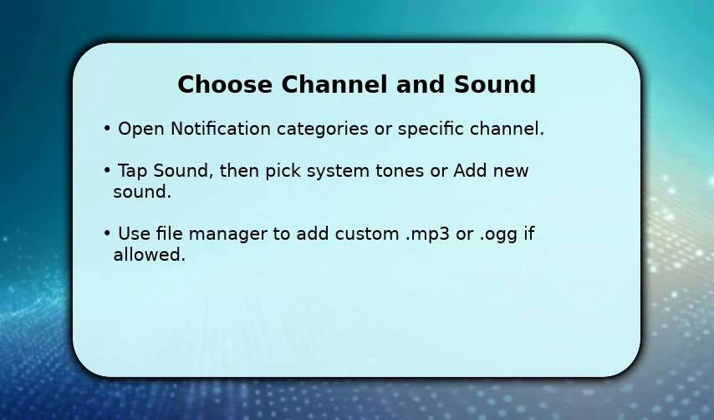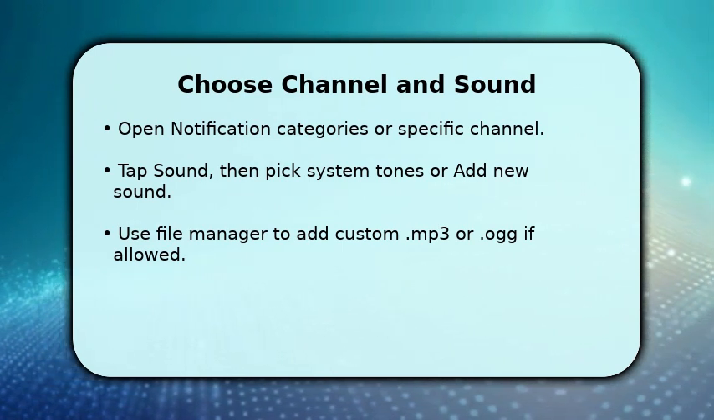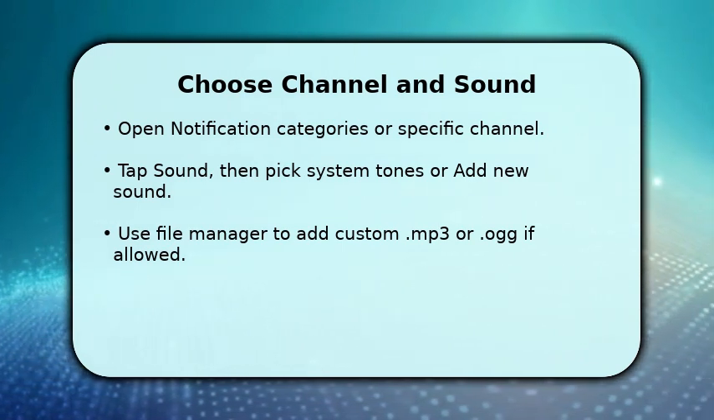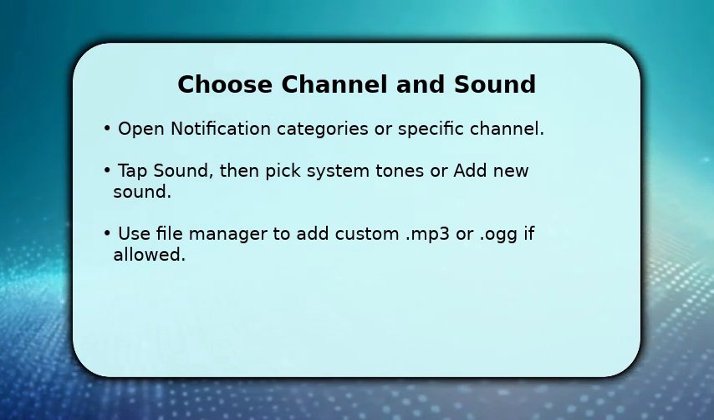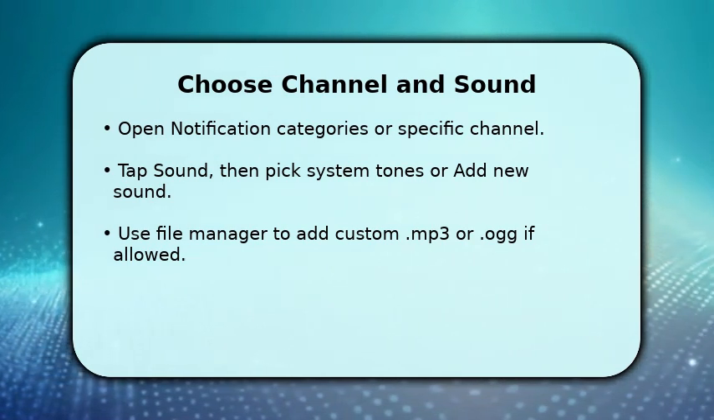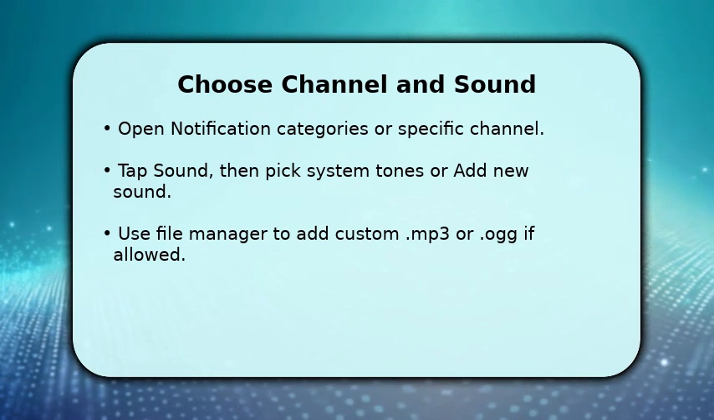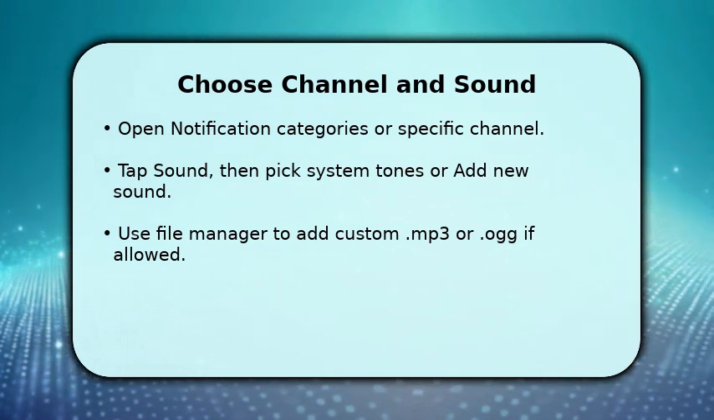To add a custom tone, select Add or choose a file from your Music or Downloads folder. Android accepts MP3 or OGG in most builds. Once you pick a file, the preview plays, so you confirm the new sound for that channel.